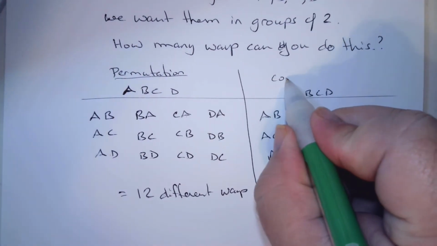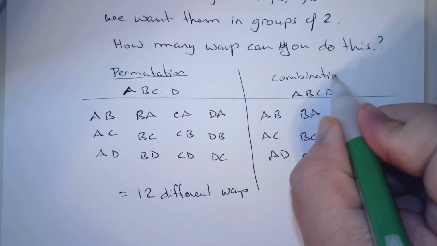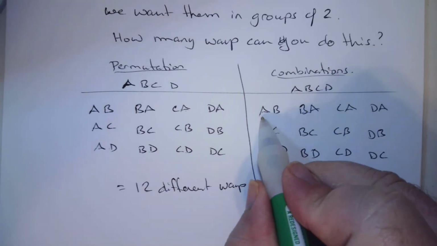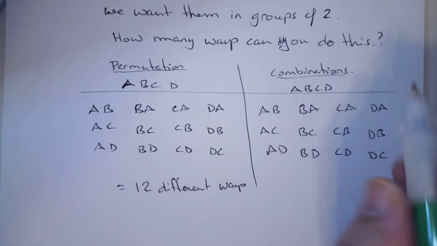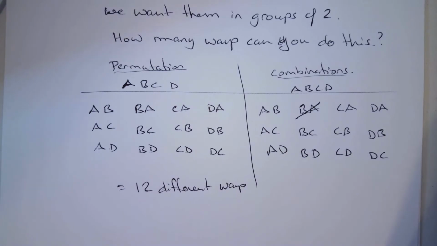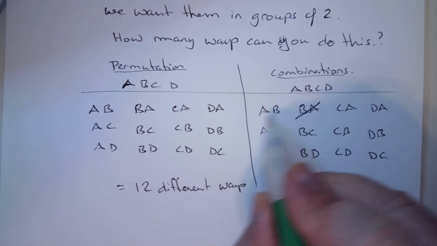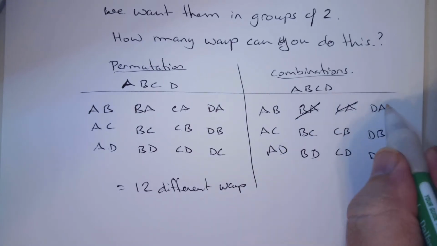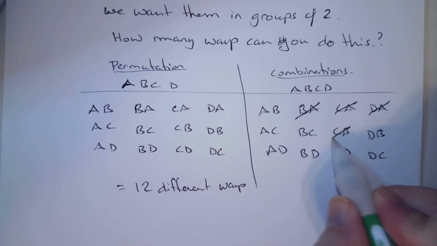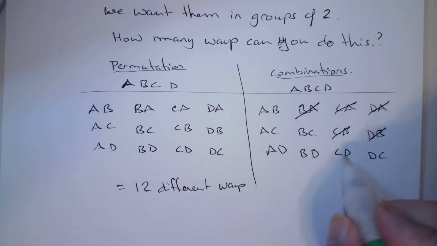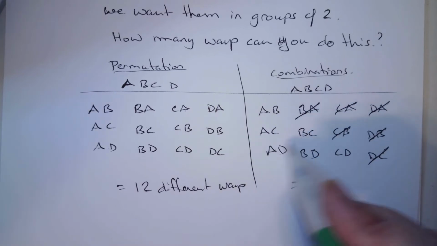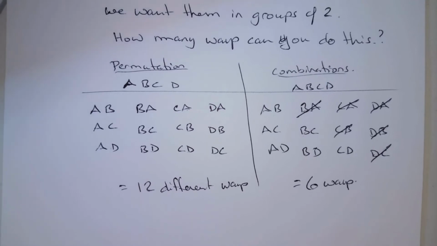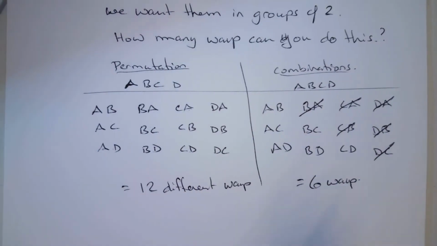However, in combinations, AB and BA are the same thing. So I can't repeat them both, so I have AB, BA, both the same thing there. AC, I don't need CA. AD, I don't need DA. BC, same thing as BD, same thing as DB. 1, 2, 3, 4. I only have 6 ways. Now, the difference between the two.